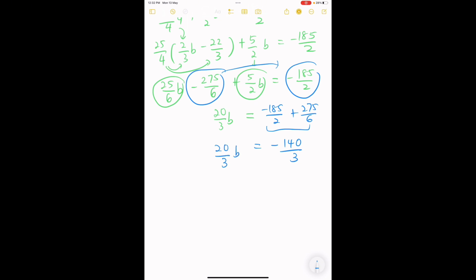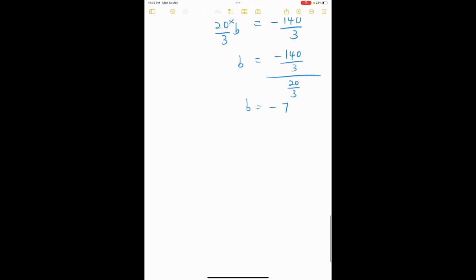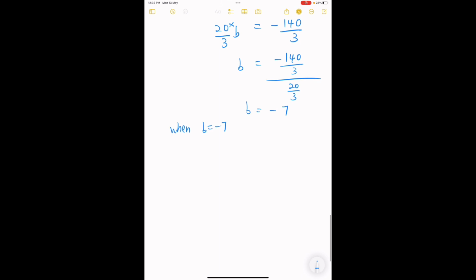So when you use calculator, this is multiply. You divide this fraction with 20 over 3, it will give you minus 7. So you already got your value of b. Not yet finished. You need to put the minus 7 inside the second equation. When b is minus 7, this is from equation 2.